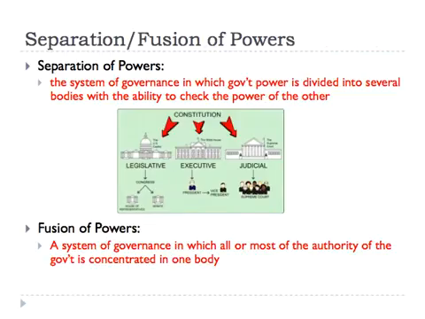Separation and fusion of power. Separation of powers is a system of governance in which government power is divided into several bodies. They have the ability to check the power of the other, like our system in the United States. And there's also the fusion of powers, a system of governance in which all or most of the authority of the government is concentrated in one central location, one central body.